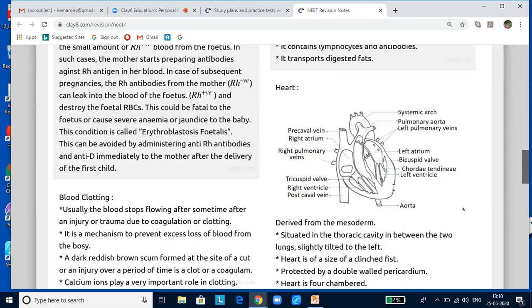The nodal musculature is auto-excitable. The SAN can generate the maximum number of action potentials, that is 70 to 75 per minute, and it is responsible for the rhythmic contractile activity of the heart. Therefore, it is called the pacemaker. The human heart will beat about 70 to 75 times per minute.